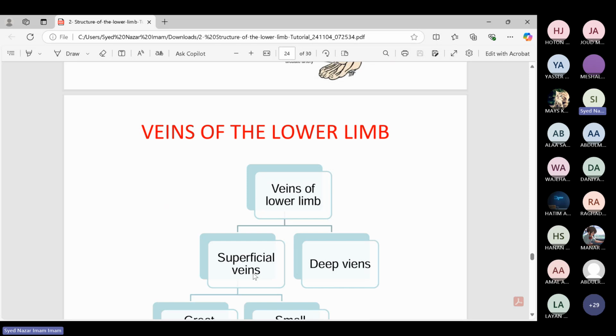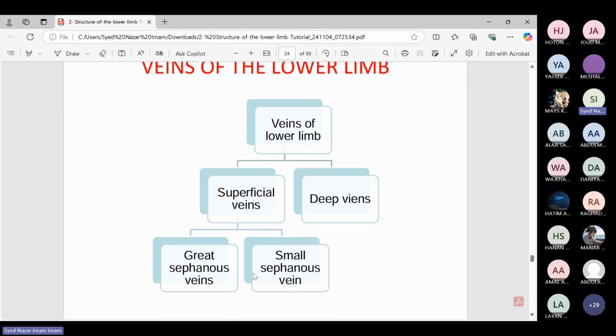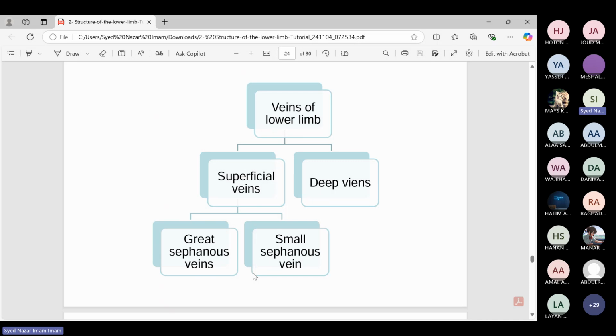What veins do we have in the lower limb? We have two sets of veins, like the veins of the upper limb: the superficial veins and the deep veins. Deep veins are like the arteries. Which artery do we have? The femoral artery. Similar to the femoral artery, we have femoral veins, the popliteal vein, and then the anterior and posterior tibial veins. So the deep veins are always like the artery. Now, superficial veins, we have two different kinds of superficial vein in the lower limb.